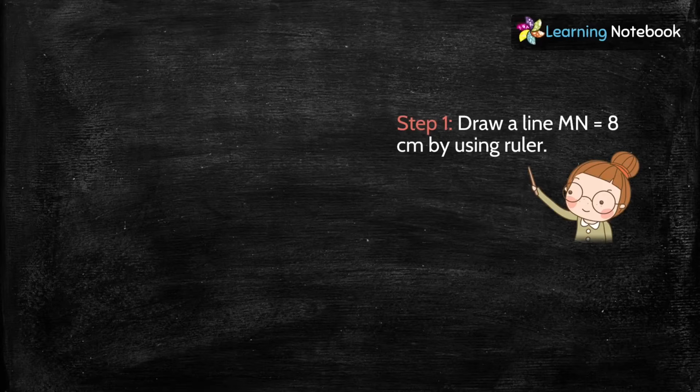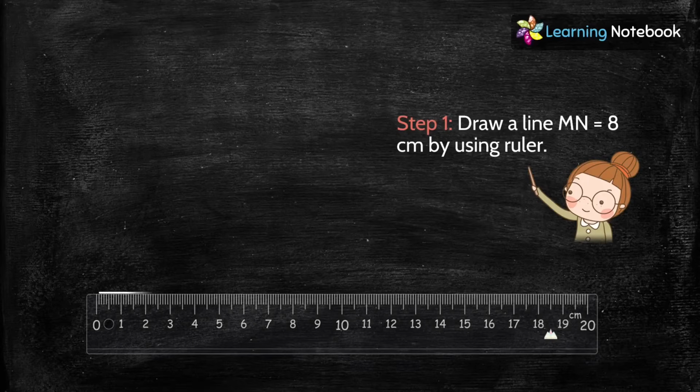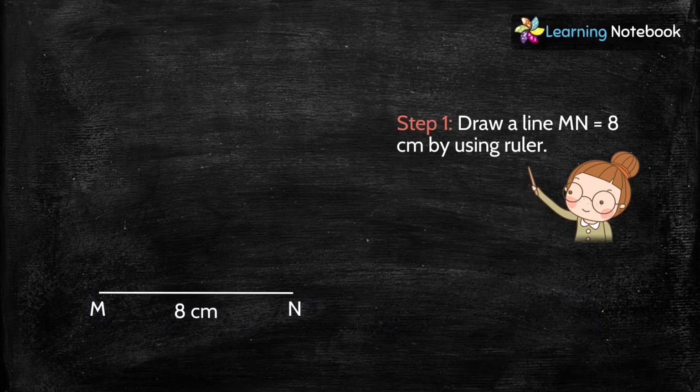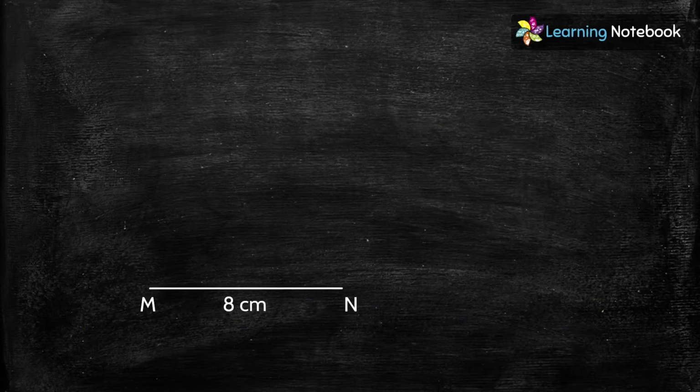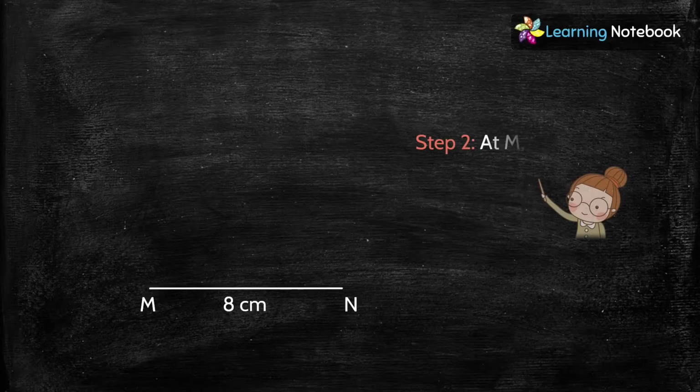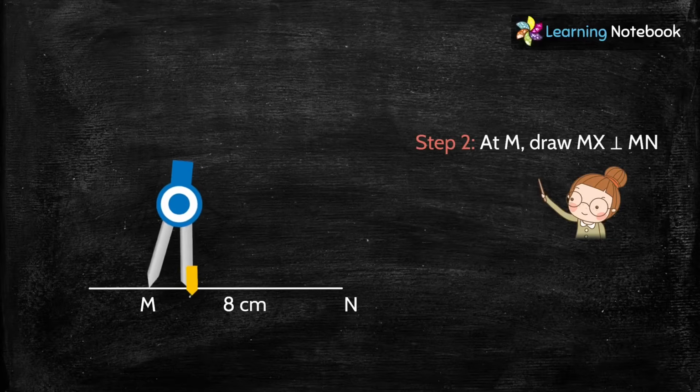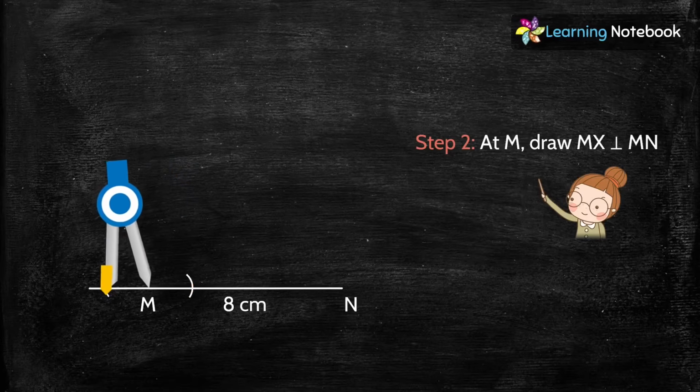So in step 1, we will draw a line MN equals to 8 centimeter with the help of a ruler. Also mention the length of this line as 8 centimeter. In step 2, let's draw angle M equals to 90 degree.